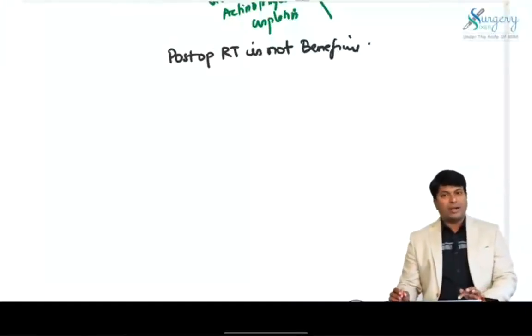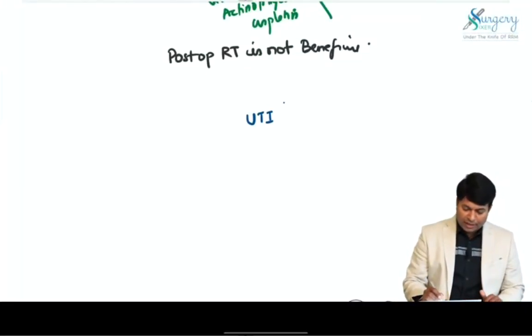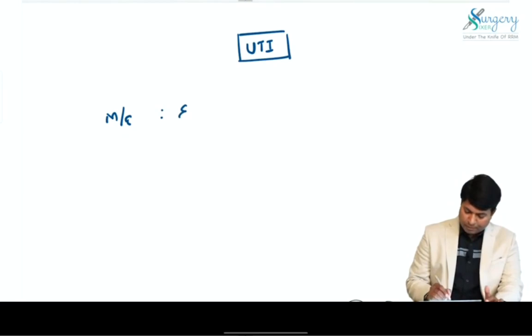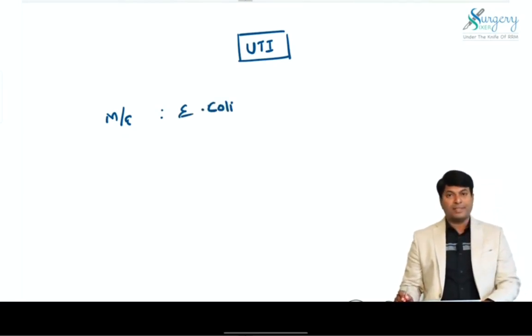Surgery, because urinary tract infection is not a pure surgery topic. UTI, urinary tract infection. Can you tell me what is the most common organism causing urinary tract infection? The most common organism causing urinary tract infection is E. coli. E. coli is the most common organism causing urinary tract infection.